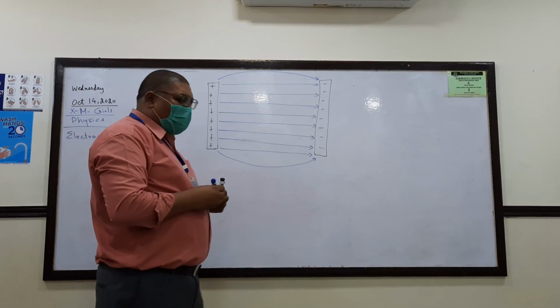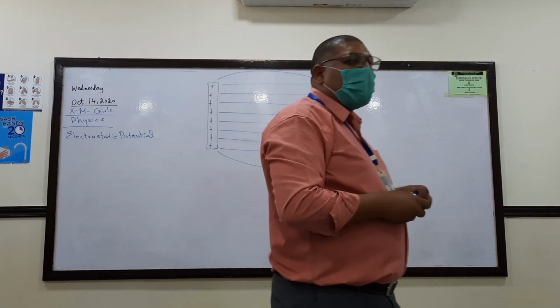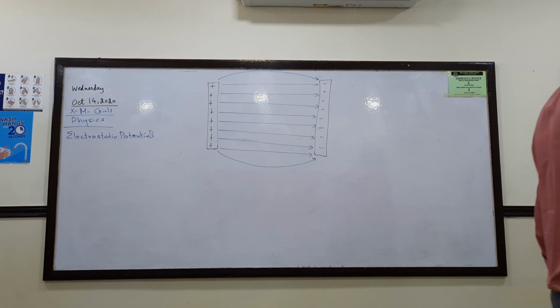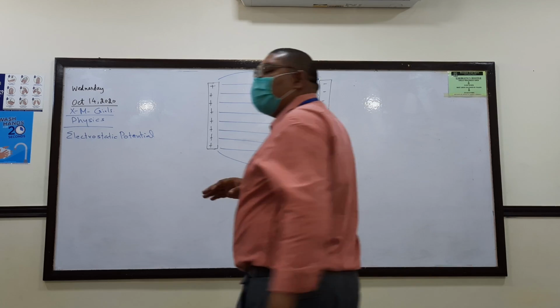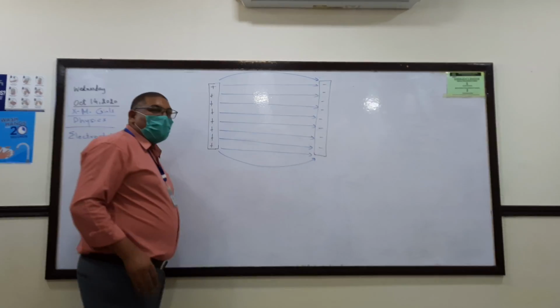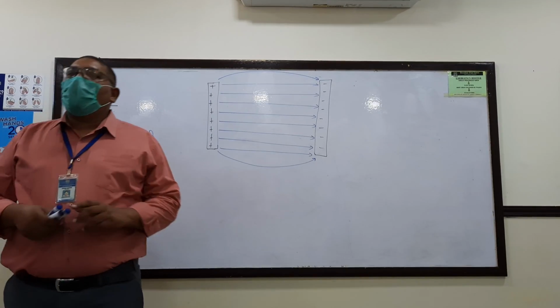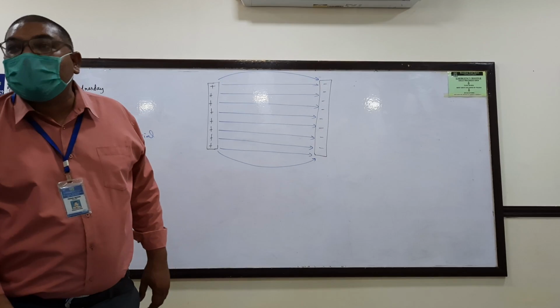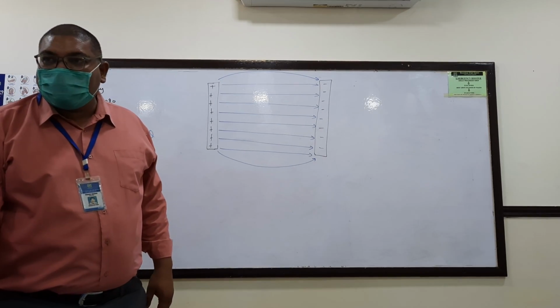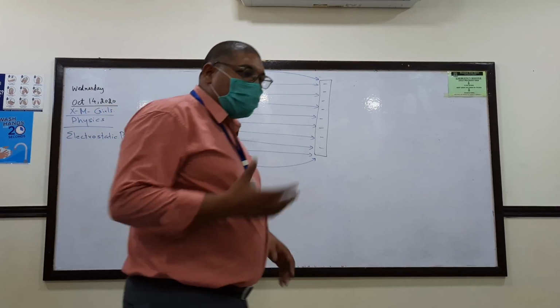So these blue lines are basically representing the electric field lines. If you have two parallel plates, and one plate is positively charged, the other plate is negatively charged, between them we will have an electric field. And the electric field, you know, is represented by imaginary lines. These lines are actually not there, but they are imaginary lines.